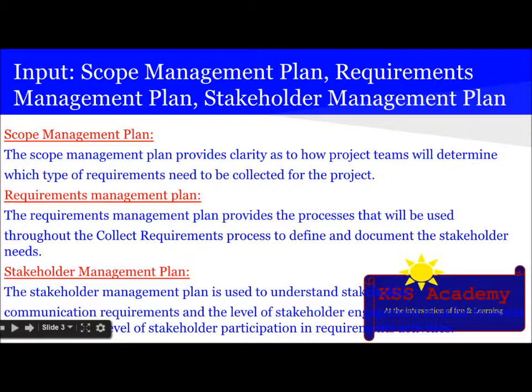So the first input is scope management plan. The scope management plan provides clarity as to how the project team will determine which type of requirement needs to be collected for the project. Requirement management plan. The requirement management plan provides the processes that will be used throughout the collect requirement process to define and document the stakeholder needs.